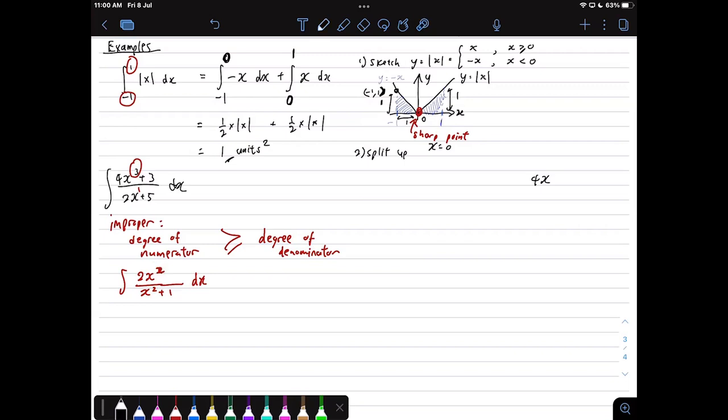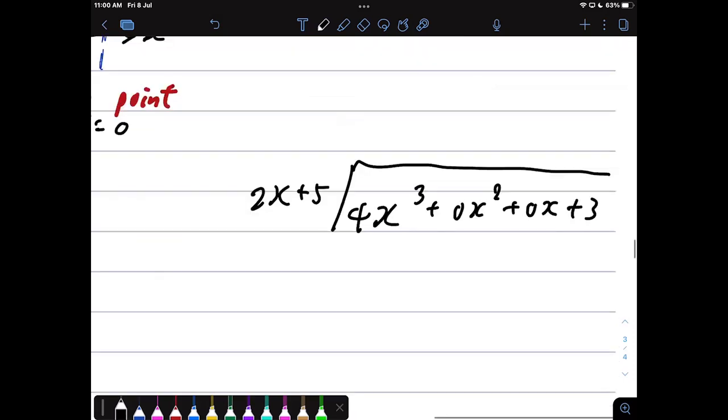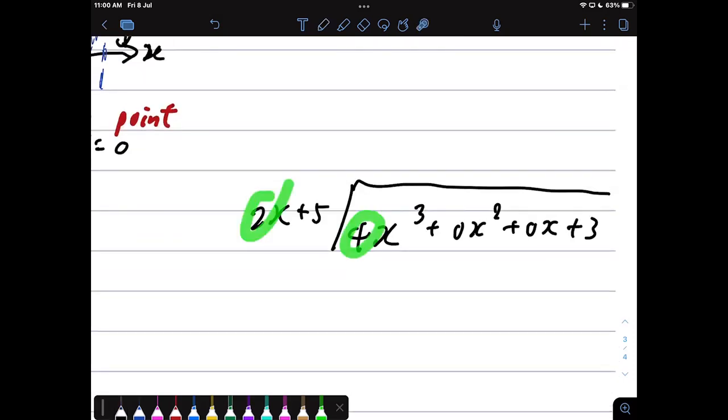4x cubed plus 0x squared, 0x, and then plus 3, divided by 2x plus 5. How to deal with it? 4 divided by 2, you get 2. x cubed divided by x gets x squared. So 2x squared. Multiply, of course, you will get back your 4x cubed. But you multiply by 5, this one needs to calculate 10x squared.